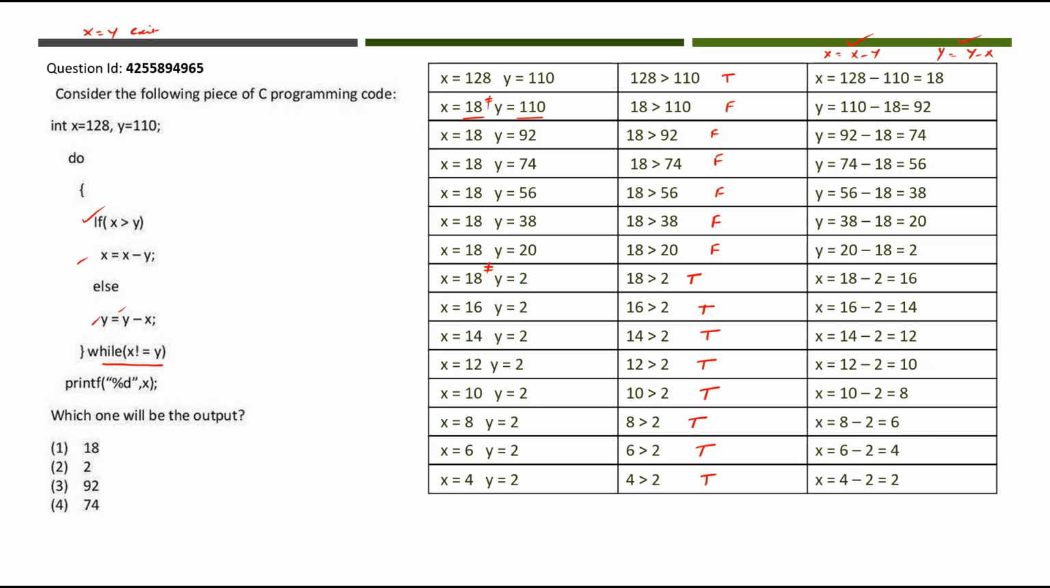Now what is the value of x? X is equal to 2. And what was the value of y? Y is equal to 2. Now it will enter here and the condition here will get failed, so it will exit out of the loop.